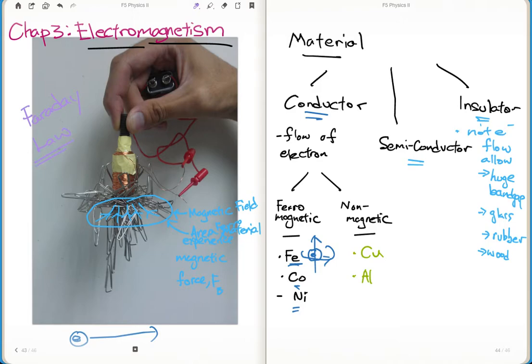Faraday's law, what would that be? When you want a strong magnetic field, what would you do? You need to have a lot of coils, and you increase the current. Because when you increase the current, meaning more electrons flow through it, the magnetic force will be strong. That's basically what Faraday's law is all about.